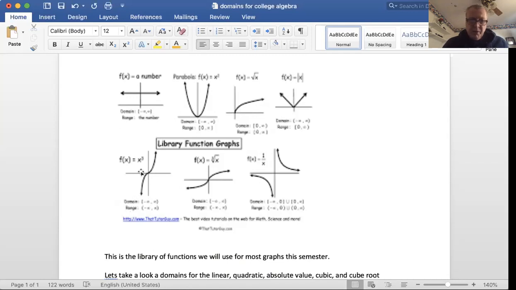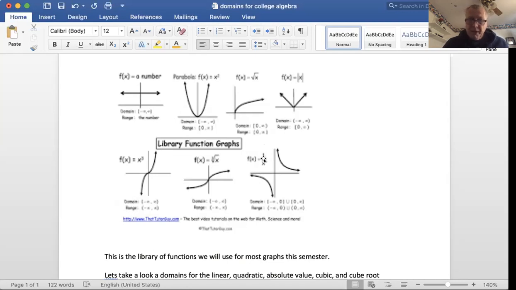If we take the cubic function, we twist it, and we turn it on its side, we get the cube root function. The cube root function also has no restrictions on the domain or range, negative infinity to positive infinity for both. Then we have the reciprocal function, or sometimes called the inverse function, on our library. And we'll add more to our library eventually, but this is the start.